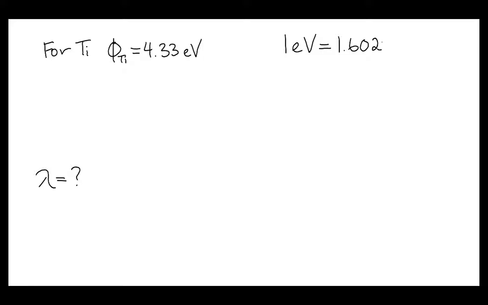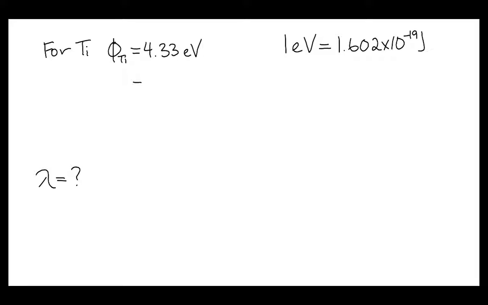In this video, we're going to go through what the highest wavelength necessary is for an electron to be emitted from a metal surface. And so for that, we're going to be looking at titanium, which has a work function of 4.33 electron volts. And so an electron volt can be converted into joules using the conversion factor, where 1 electron volt is equal to 1.602 times 10 to the negative 19 joules.